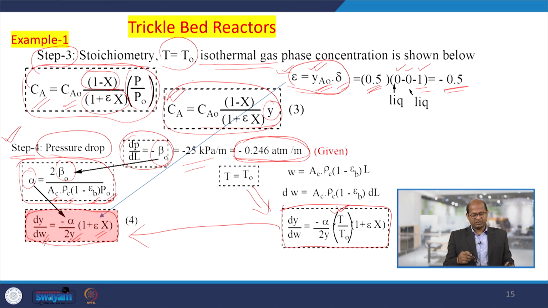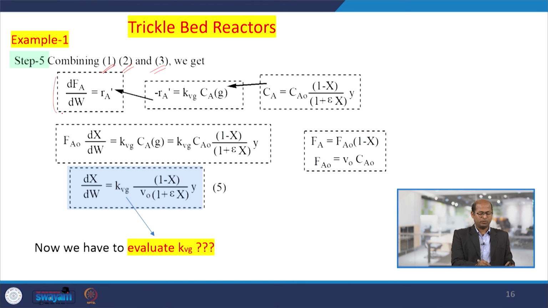So, these 3 if you substitute, then we get the material balance or mole balance equation. See this equation, this is the concentration in terms of the pressures, we can substitute here, this we can substitute here, and then this rate we can substitute here. Then this equation, the differential material balance or mole balance equation, would be this. Okay.